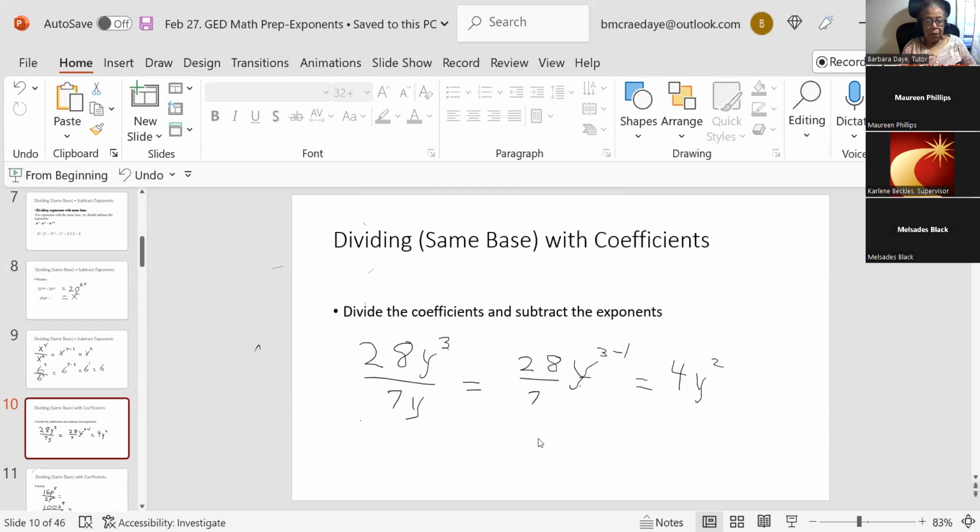Here again, we have coefficients with the same base. Remember, with multiplication we multiplied and then added the powers. So with division, you divide and then subtract the powers. So 28y to the 3rd over 7y: divide 28 by 7. That gives you 4. Y to the 3rd over y, which is y to the 1, so 3 minus 1 is y to the 2nd. Any questions on that problem?